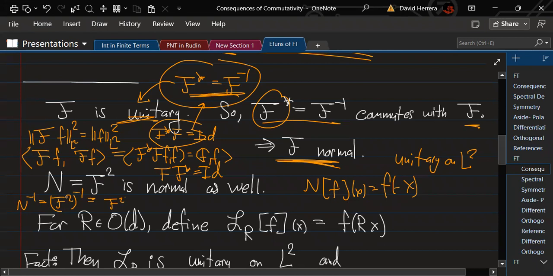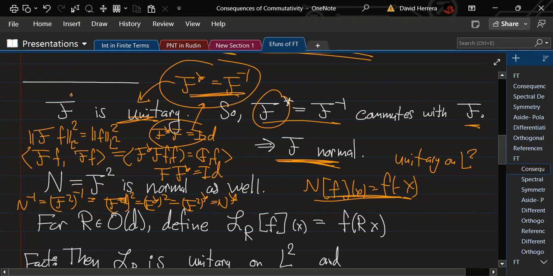I mean, you can commute the squared and the inverse. F star squared, that's F squared star, which is N star. So its inverse is its own adjoint. So N is also normal. It's unitary and it's normal. But you could just check it's unitary by doing a change of variables as well.